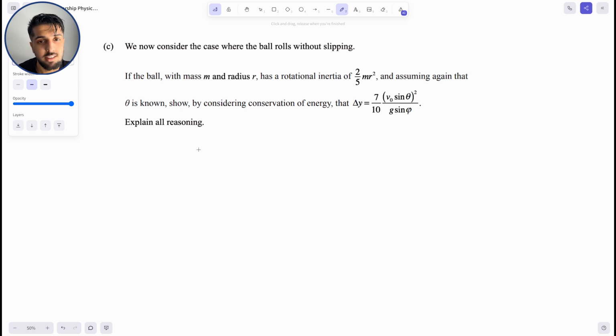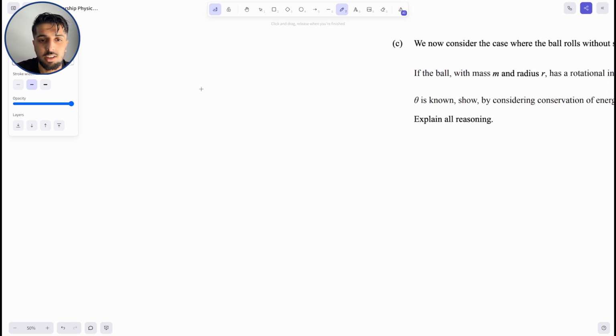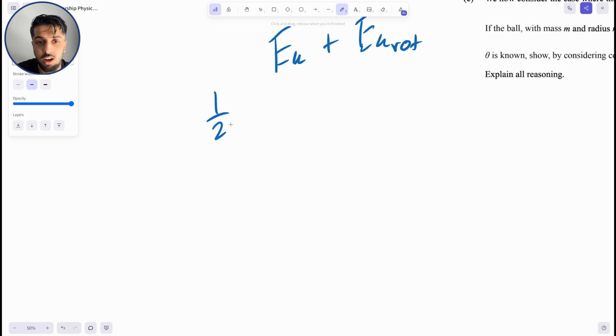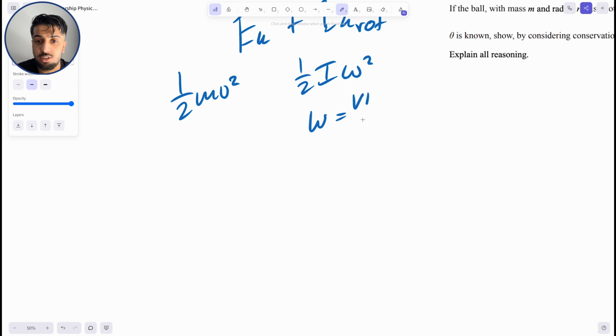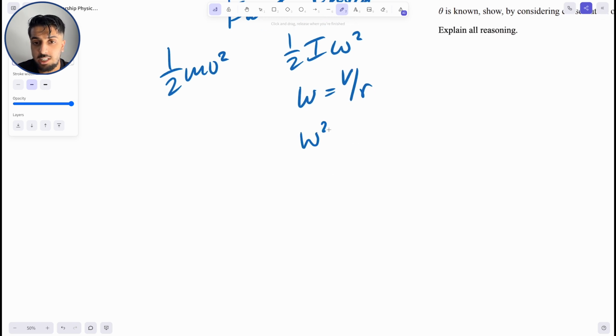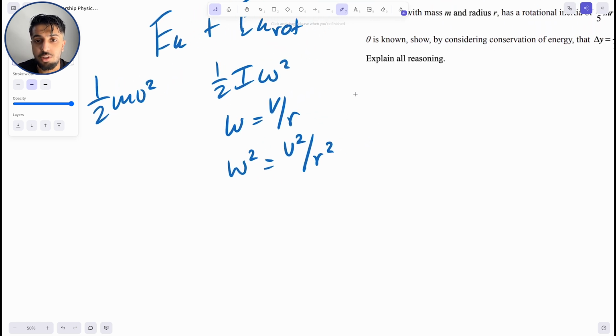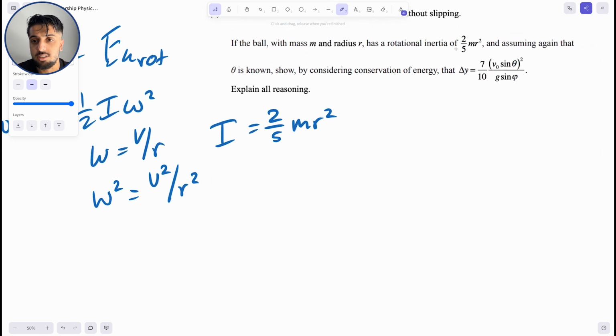So right off the bat, if we are considering a case where the ball is not slipping, there is going to be rotational kinetic energy, and so we are considering the linear kinetic energy plus the rotational kinetic energy. We know linear kinetic energy is equal to half mv squared, and our rotational kinetic energy is equal to half I omega squared, where our omega is our velocity over our radius, and therefore omega squared is our velocity squared all over our radius squared. We also know that I is equal to 2 over 5 mr squared, as given up here.